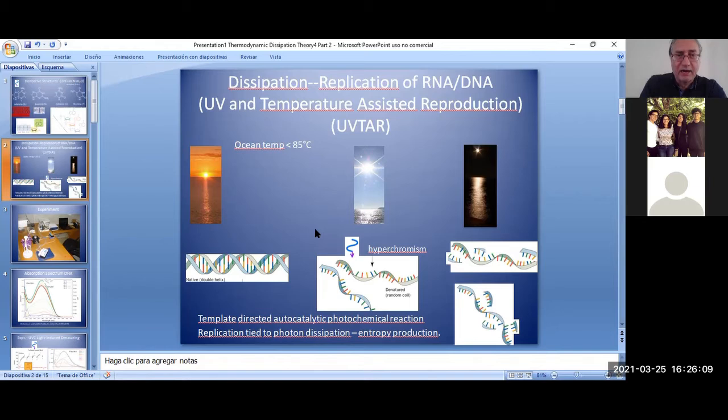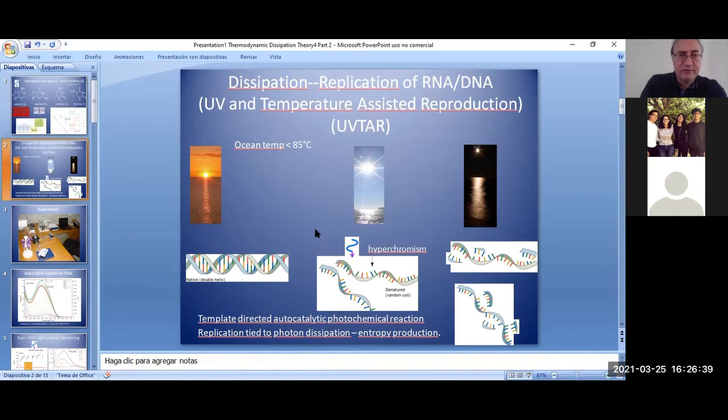So the question is, how can we reproduce a DNA without the complex enzymes which could not have existed at the origin of life? And why would it want to reproduce? Again, we claim that that is due to the way that dissipation can be increased by having two molecules dissipating where there was previously only one.